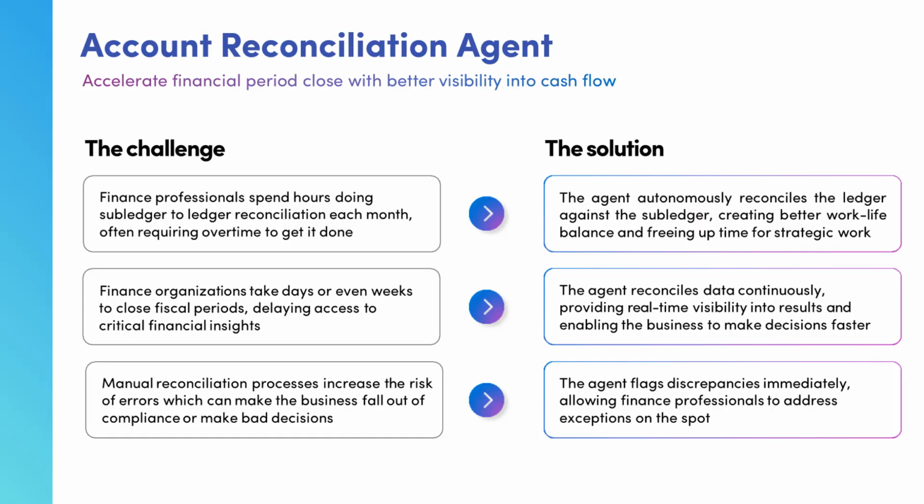The solution: the account reconciliation agent from Microsoft. This agent autonomously reconciles the ledger against the subledgers, creating a better work-life balance and freeing up time for strategic work. The agent reconciles the data continuously, not just at month end, providing real-time visibility and results and enabling businesses to make decisions faster. And the agent also flags discrepancies immediately, allowing financial professionals to address these exceptions on the spot.